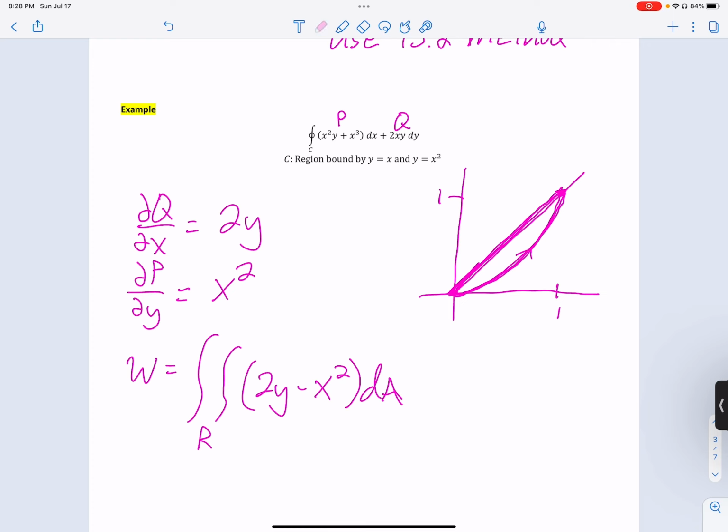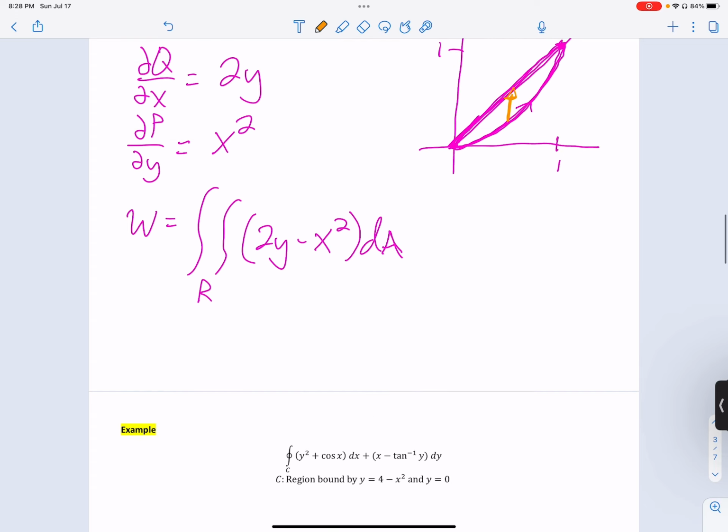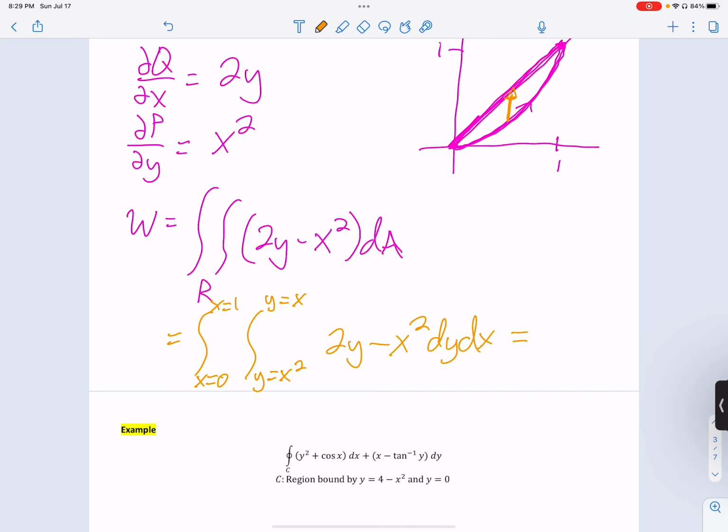And then we set it up. I always let y just be the inside one. All right, so this work is going to be equal to y equals x squared up to y equals x. And then the x's go from 0 to 1. Then we get 2y minus x squared dy dx. If you want to try to work this out, it's 1/12. It's just a double integral at that point.